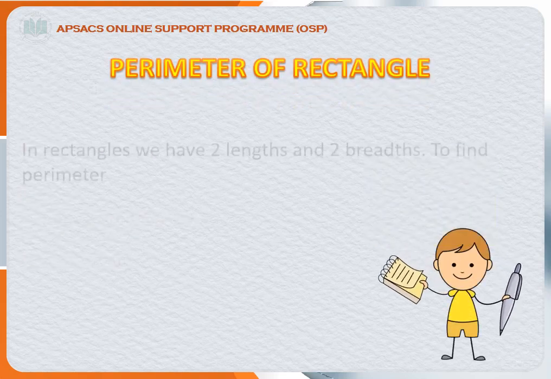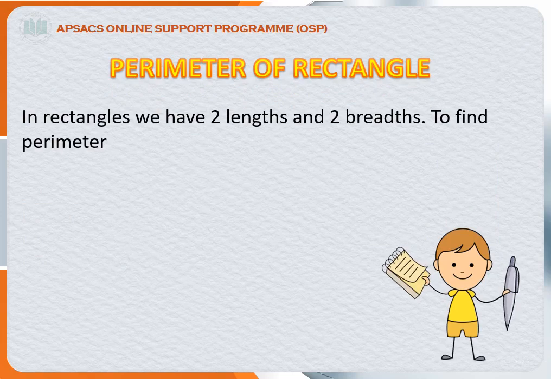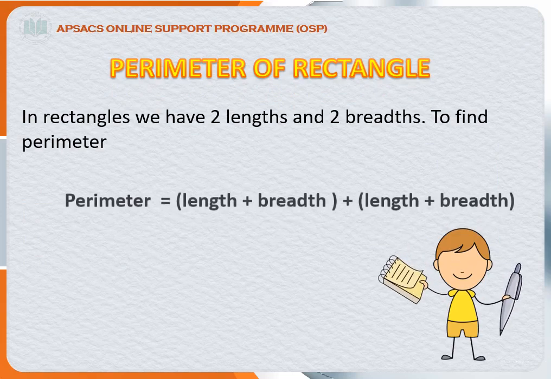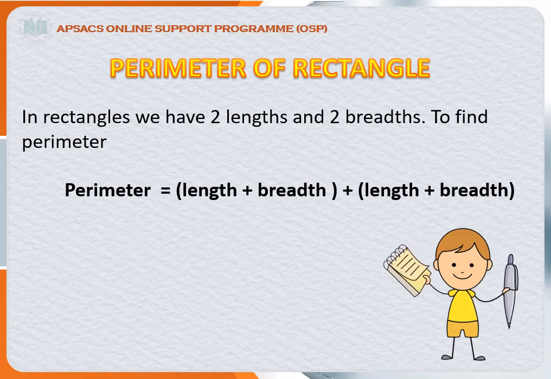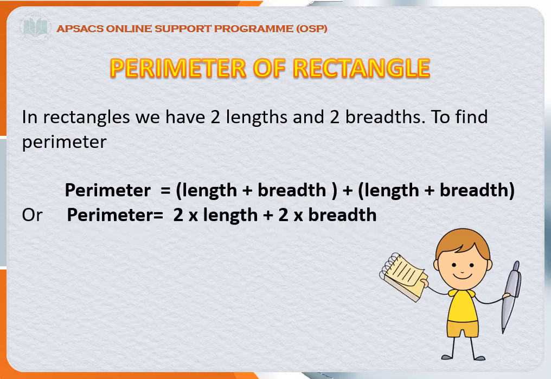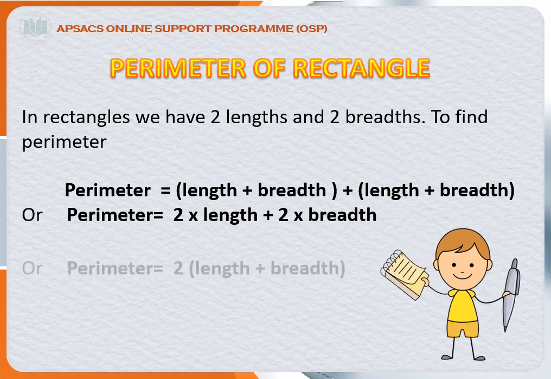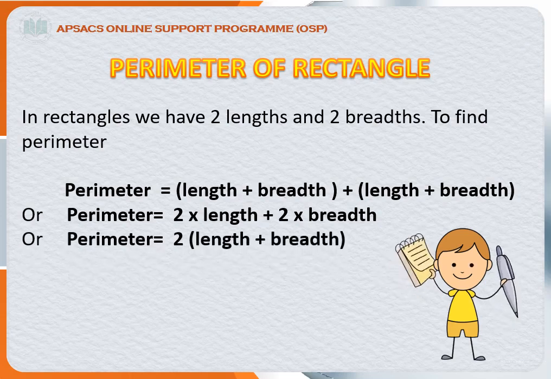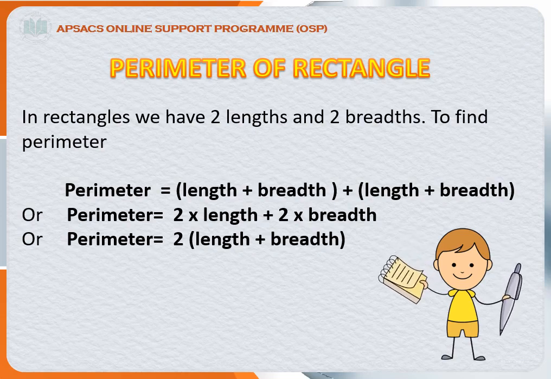Perimeter of rectangle. In a rectangle, we have 2 lengths and 2 breadths. To find perimeter, you can use perimeter equals length plus breadth plus length plus breadth. Or you can use perimeter equals 2 multiplied by length plus 2 multiplied by breadth. Or you can use perimeter equals 2 into length plus breadth. All three formulas are the same. You can use any of them.